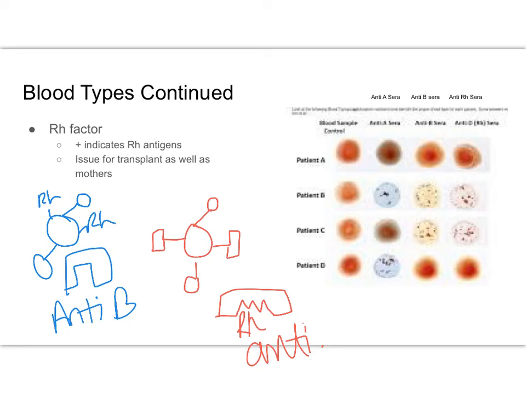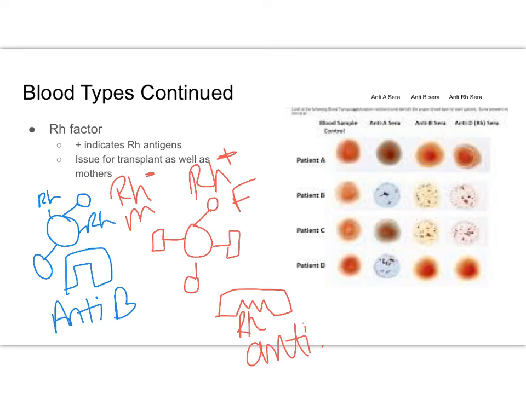It also becomes an issue for mothers. If a mother is RH negative and the father is RH positive, so the mother is negative but the father is positive, that means the baby has a chance to be RH positive. And at first, it's not an issue, especially with the first child. It's not too much of an issue.